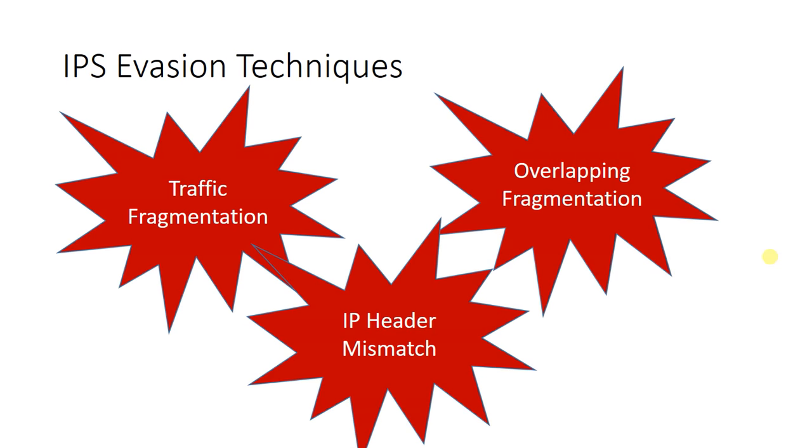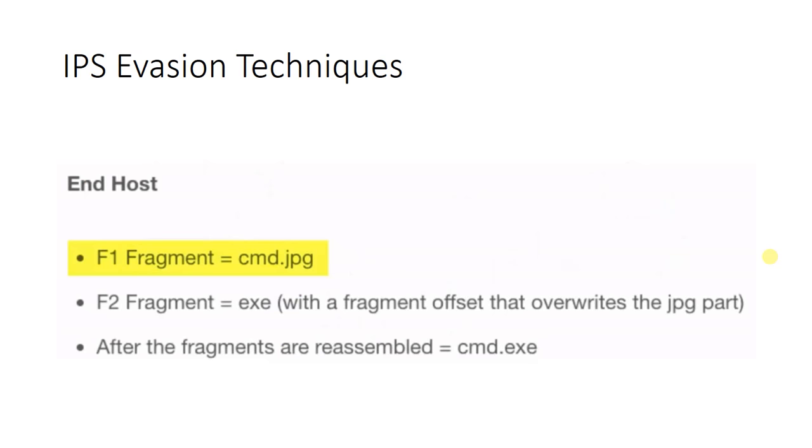In the example, the F1 fragment is received normally, but the offset in the second fragment F2 overwrites the JPEG part of the first fragment. The target system prefers data from a later fragment and reassembles the packet to obtain the payload string cmd.exe, and it attempts to execute the command.